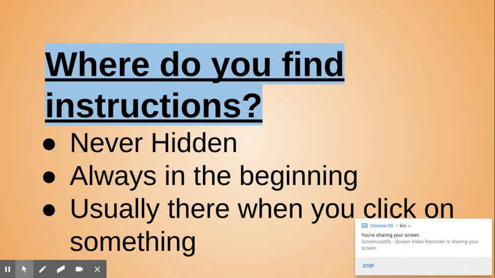A lot of students, what they do is they see the attachment or they see a post and they immediately hit that instead of following the instructions.